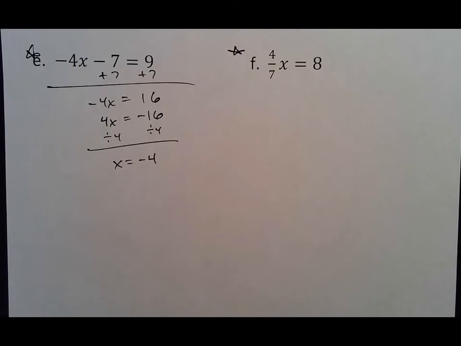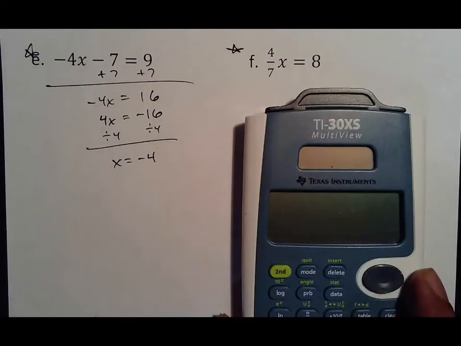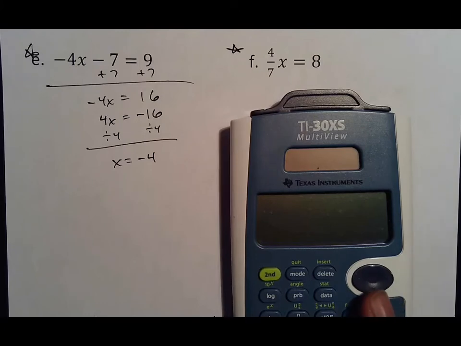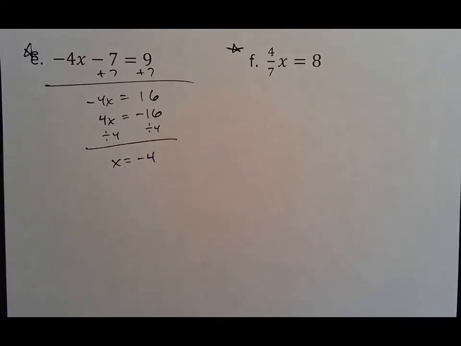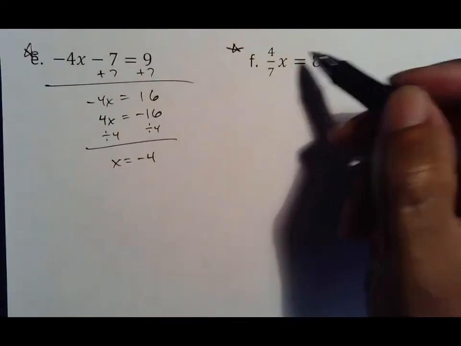And the last new type of question you're going to see is a fraction. Mathematically speaking, that is 4/7 times x, which means if you have a good calculator and you're good at numbers, you could do 8 divided by 4/7 and get your answer of 14. But most of us don't do that in our heads. Most of us don't like fractions.